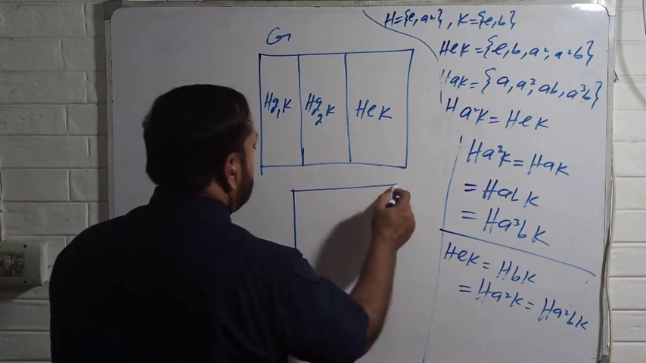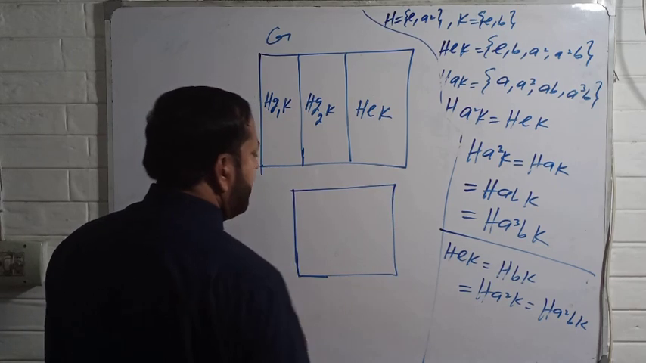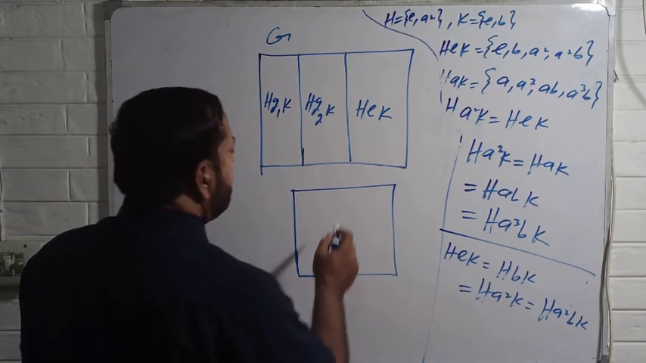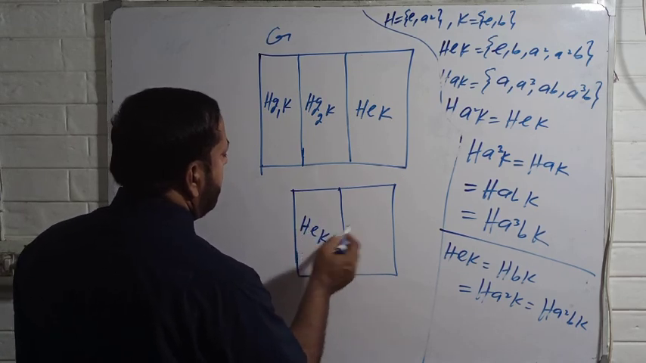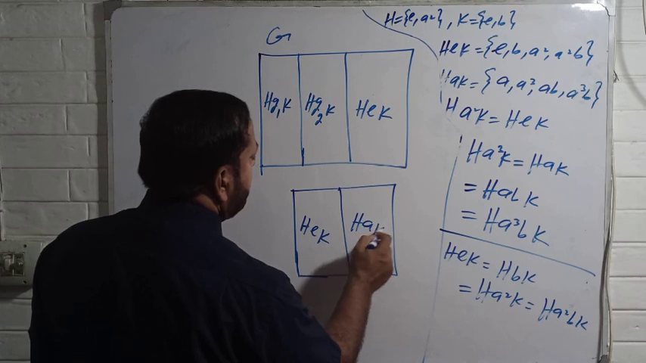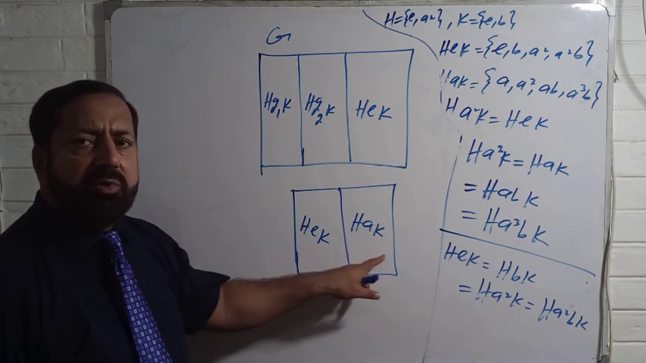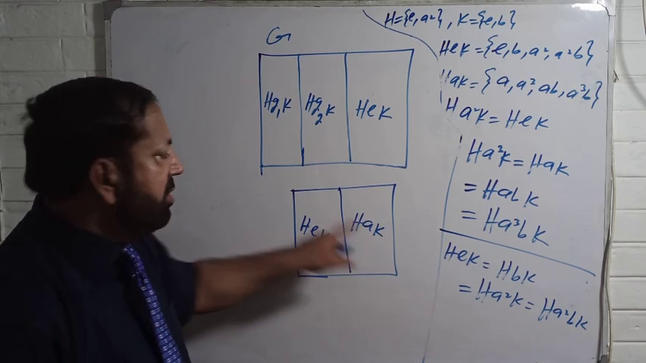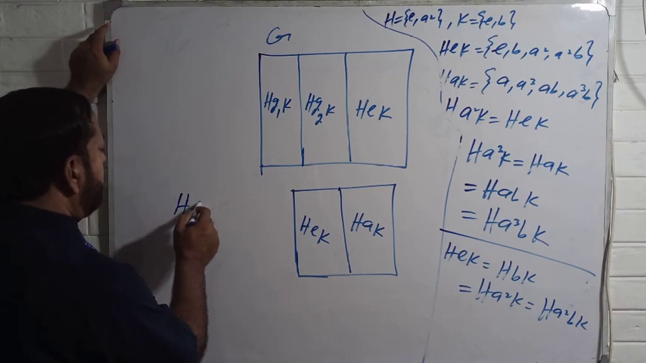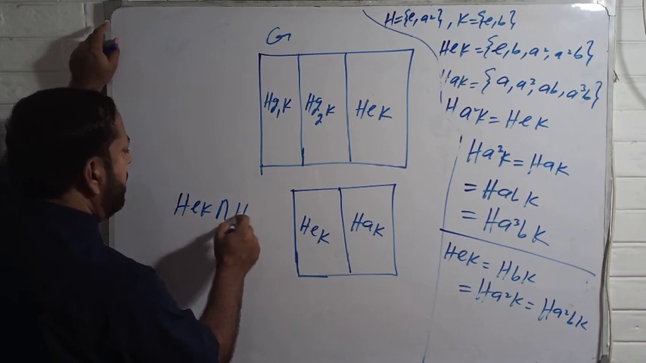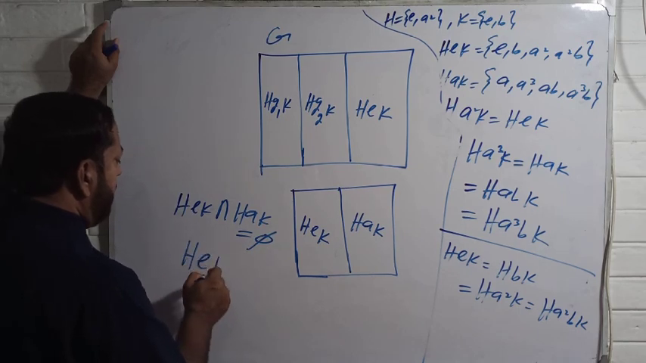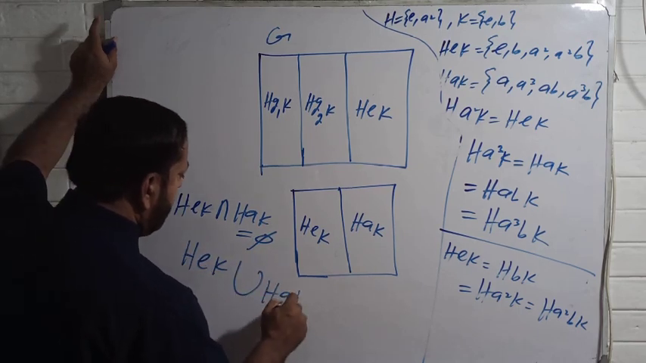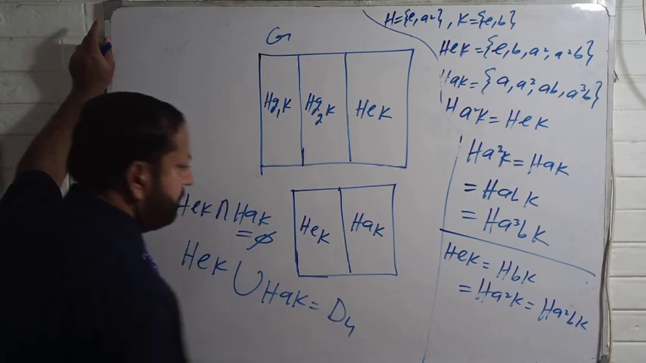So here in this case, in D4, corresponding to your given H and K, you see that you have only two double cosets. One is HEK and the other is HAK. These are the possible two disjoint double cosets. And remember here HEK intersection HAK is phi, and HEK union HAK is in fact D4.